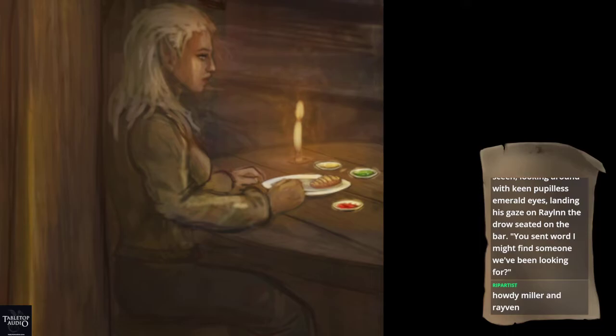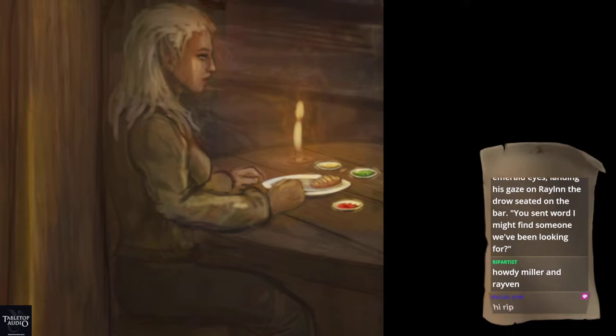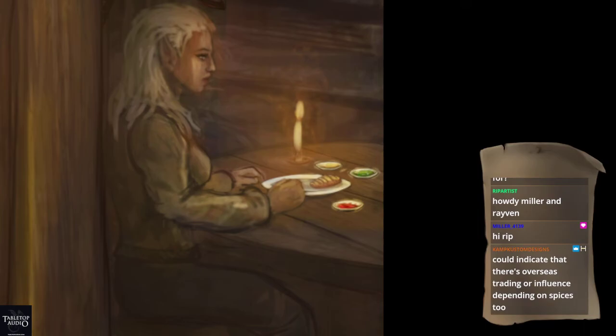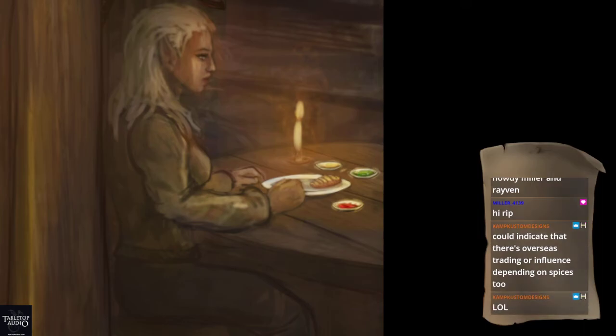Well, now you're doing a little bit more world building because you're indicating that there are spices. And if you, as the author or DM, were to say something like exotic spices, what that is indicating is that these are spices that are not from this area. Now you're indicating that there is a larger world. Yeah, Camp, you got it. It could indicate there's overseas trading or influence depending on the spices. Yes, absolutely. Absolument.